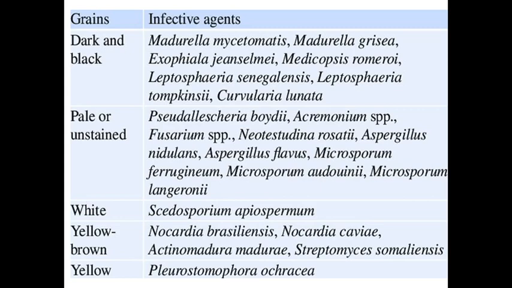Then white grains are seen in Scedosporium apiospermum. Then yellow-brown grains are seen in Nocardia brasiliensis, Nocardia caviae, Actinomadura madurae, Streptomyces somaliensis. These are bacterial causes of mycetoma. Then yellow grains are seen in Pleurostomophora.